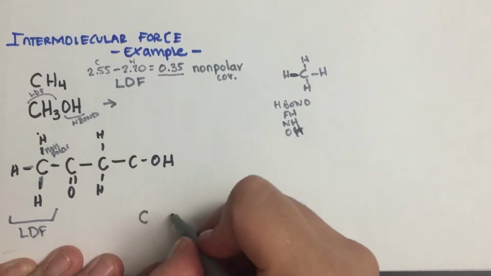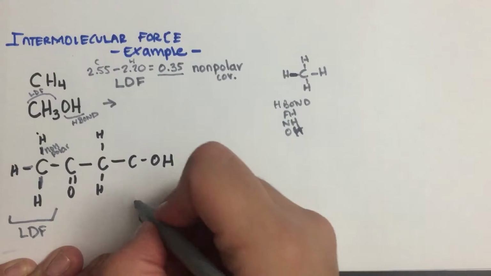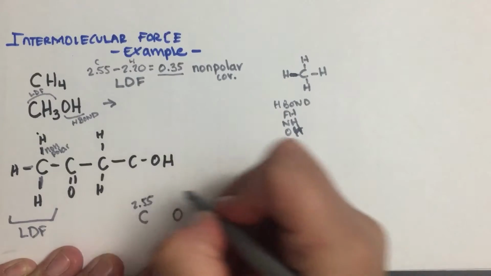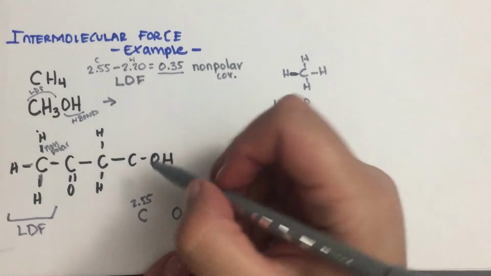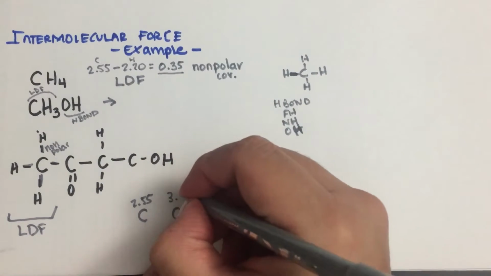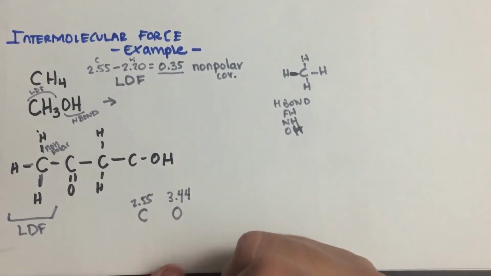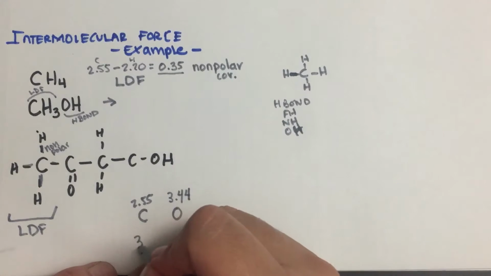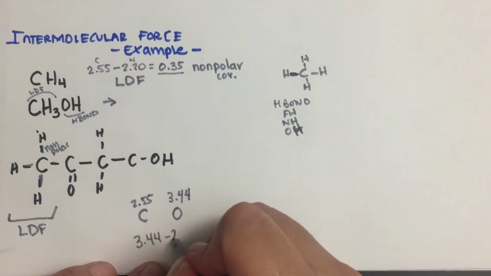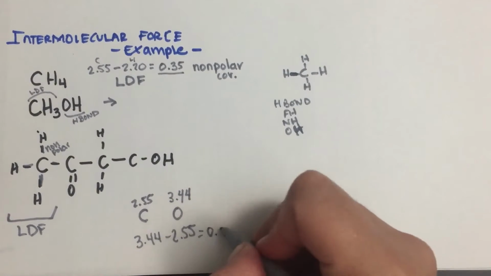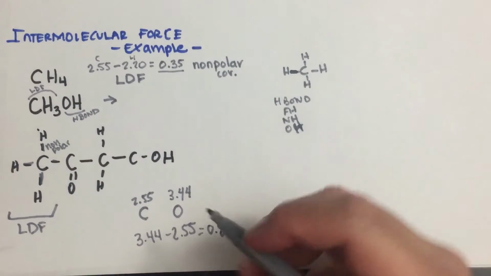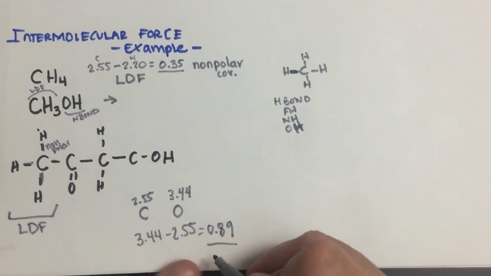So we check carbon and we check oxygen. Carbon is 2.55. How do you know this number? Remember to look at the electronegativity table. And then we have 3.44 for oxygen. How do we figure out the difference? Just take the big one, subtract the small one. What do you have as a result? You have 0.89. So this falls in the range of polar covalent.